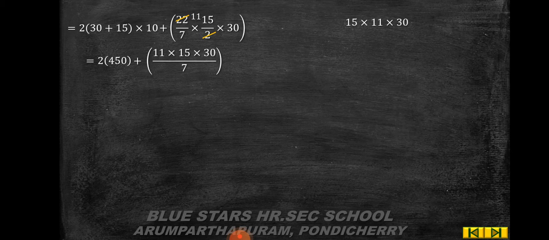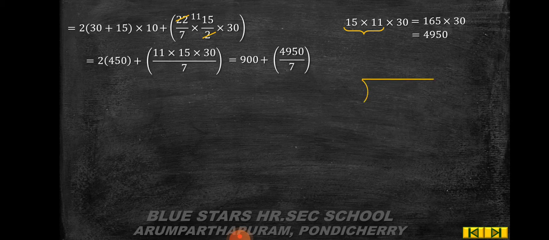So 2 into 450 plus 11 into 15 into 30/7. So 15 into 11 into 30, which is equal to 15 into 11 is 165 into 30, you get 4950. So which is equal to 900 plus 4950/7.